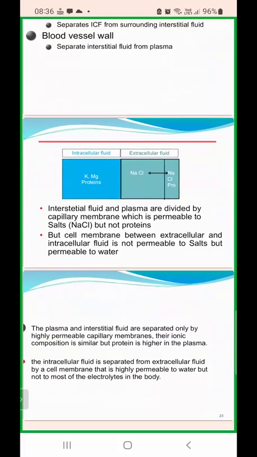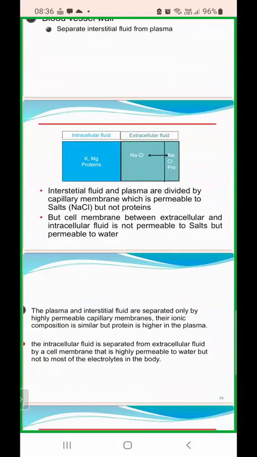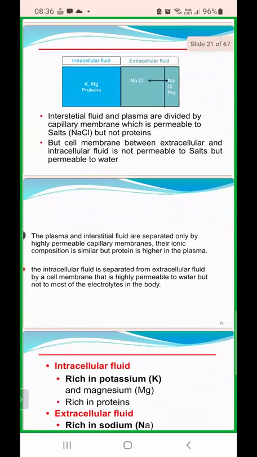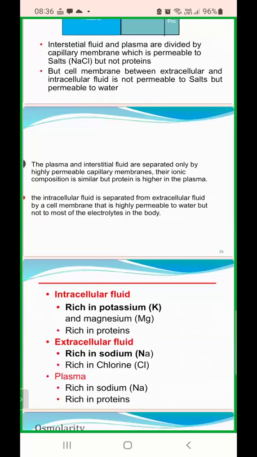Now you know that interstitial fluid and the plasma are divided by the capillary membrane, which is permeable to salts but not to proteins, right? But the cell membrane between extracellular and intracellular fluid is not permeable to salts, but it is permeable to water, right? So you can just identify this. The plasma and interstitial fluid are separated only by a highly permeable capillary membrane. Their ionic composition is similar, but the protein proportion is higher in plasma.